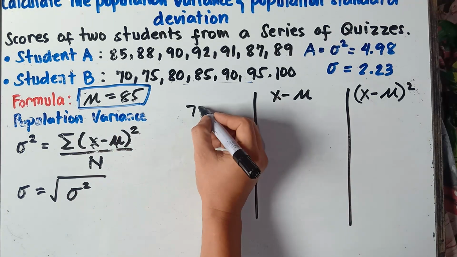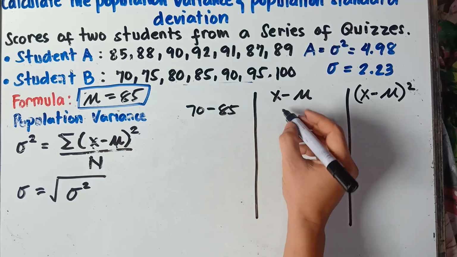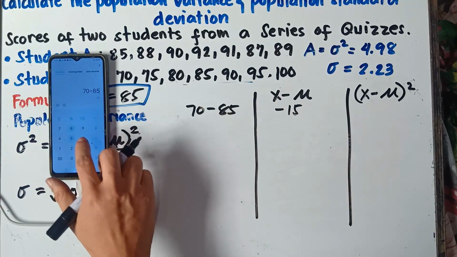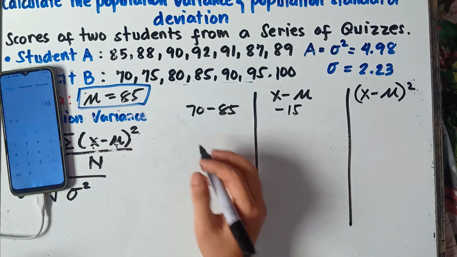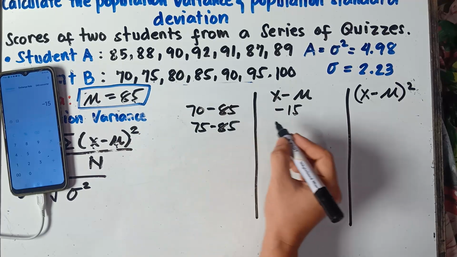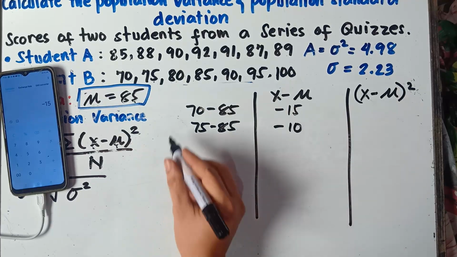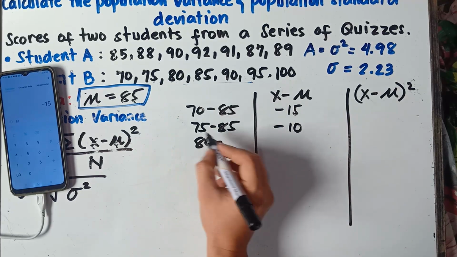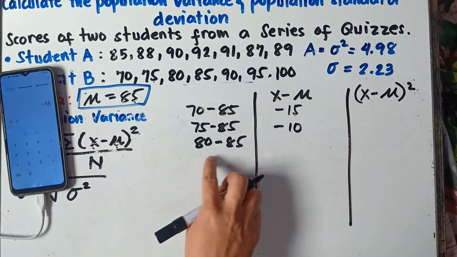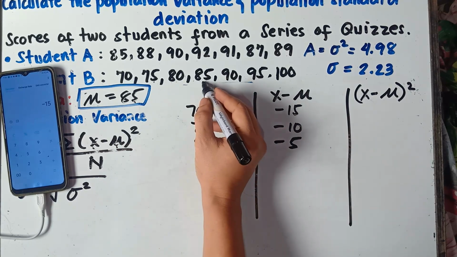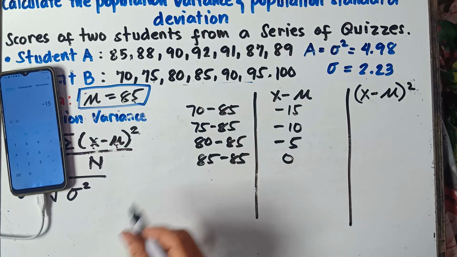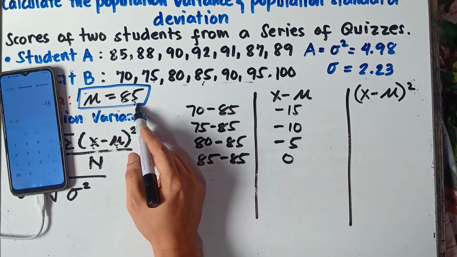So the sample minus the population mean. The sample 70 minus 85, of course, that would be negative 15, right? Then 75 minus 85 would be negative 10. And then 80 minus 85, that would be negative 5. And then 85 minus 85, of course, that would be 0.